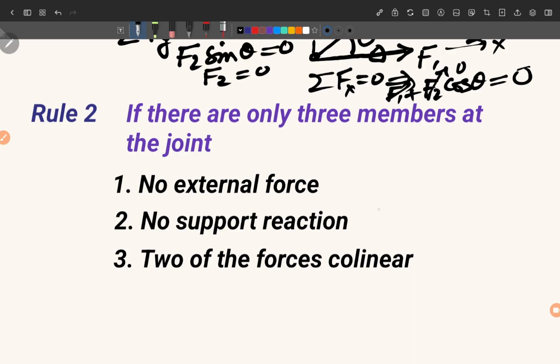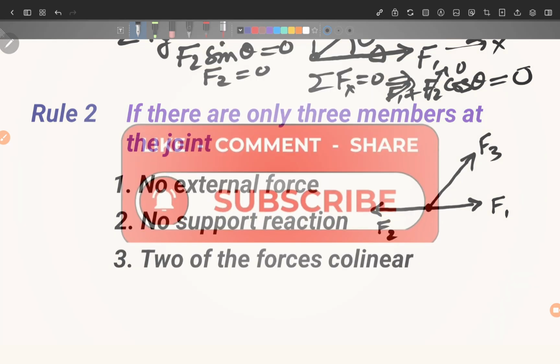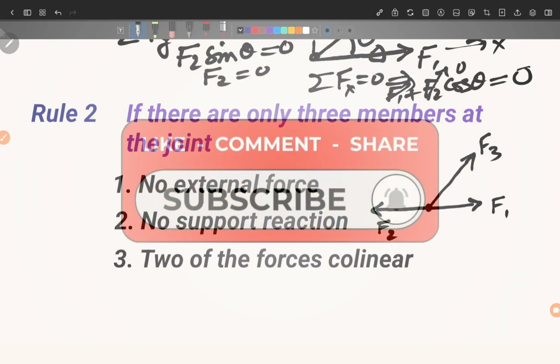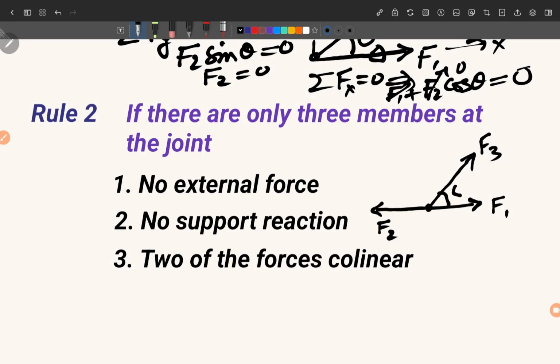Like if we say, okay, there is a joint here and this joint has one force F1, one force F2 and there is a member connected here, F3. So these are only the truss members. There is no other external force applied at that joint. So how? Okay, let us say that this angle is theta. F1 and F2 are collinear. That means they are in a straight line. Okay. Now we do the same thing. We resolve this force F3 into two components.